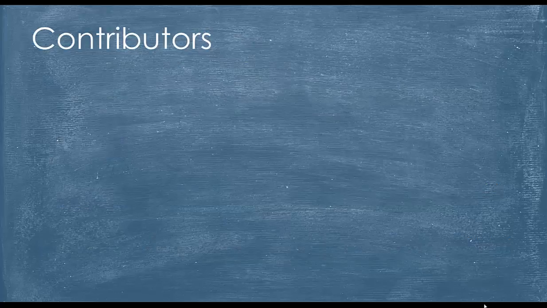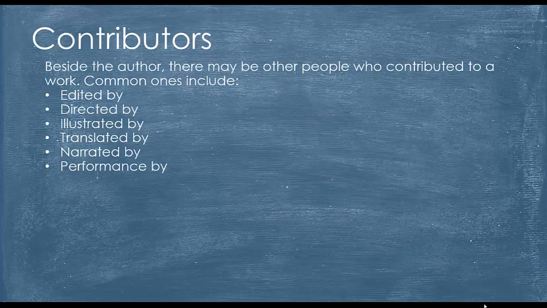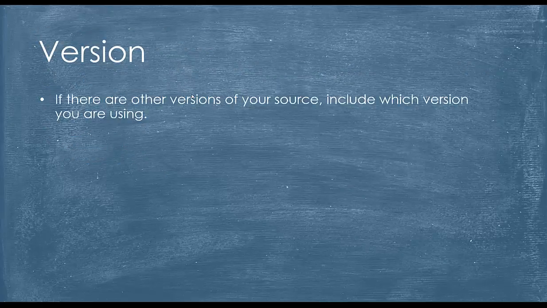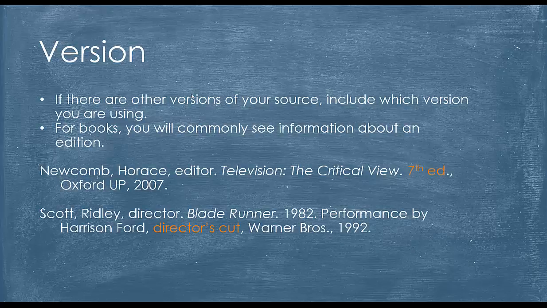Now we are going to look at contributors. Besides the author, there may be other people who contributed to a work. Common ones include edited by, directed by, illustrated by, translated by, narrated by, or performance by. Next, you may need to include the version of the work you are using. Note, you may not always have to include this step. You only need to include the version if there are other versions of your source.